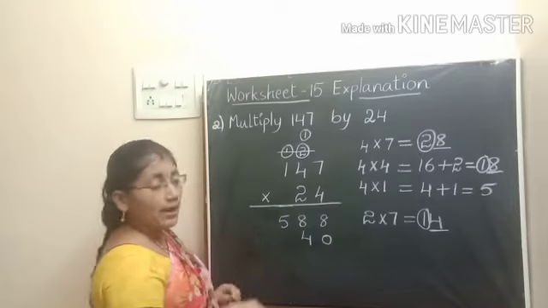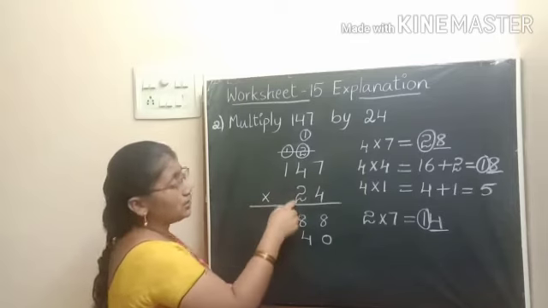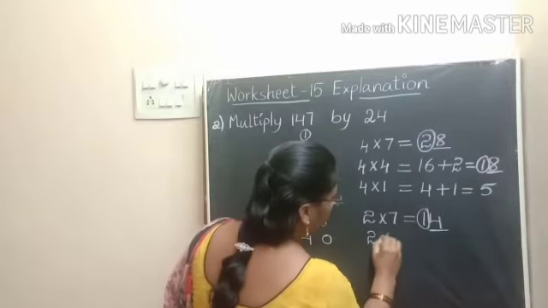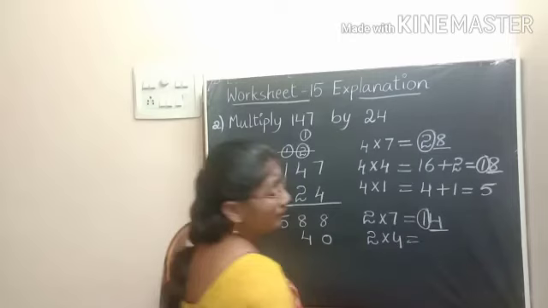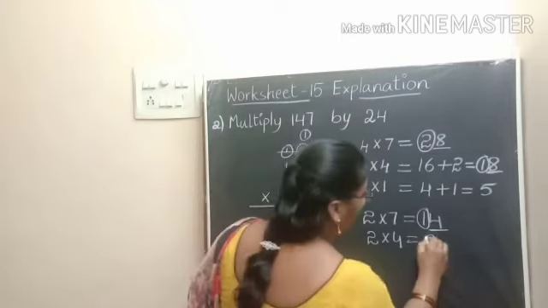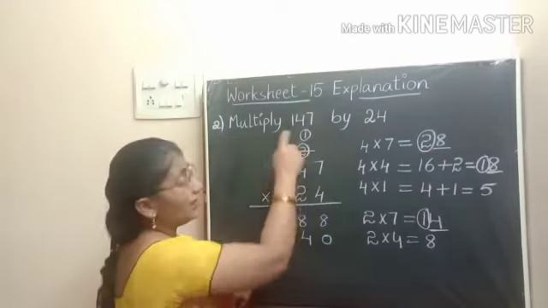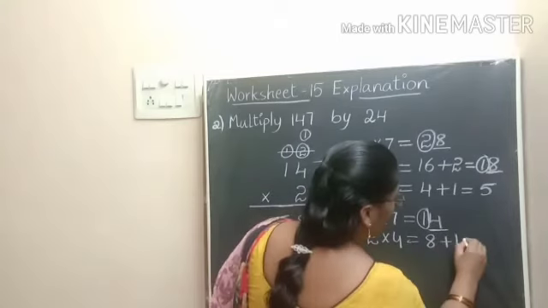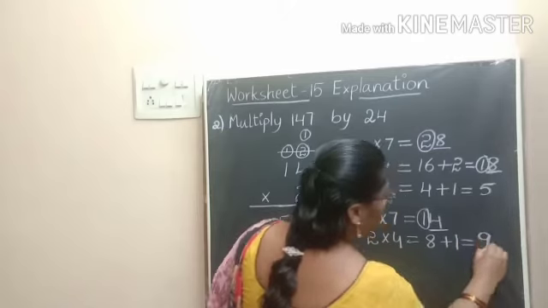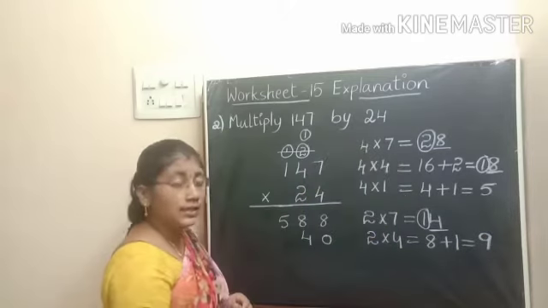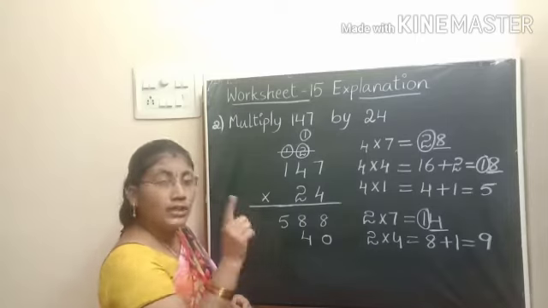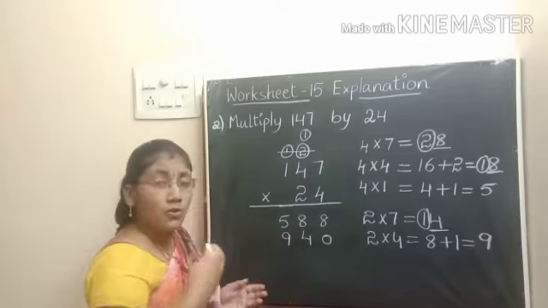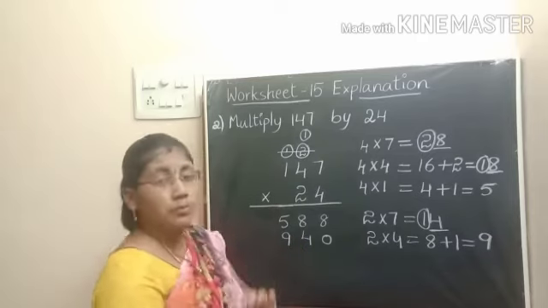Next, we should multiply the digit in tens place with 2. Take 2 into 4. How much it is? 2 fours are 8. But here we have carry. So we should add the carry here. 8 plus 1 is 9. So the result is 9. There we have only a single digit, so we can write it directly here. There is no other digit to pass to the next place.